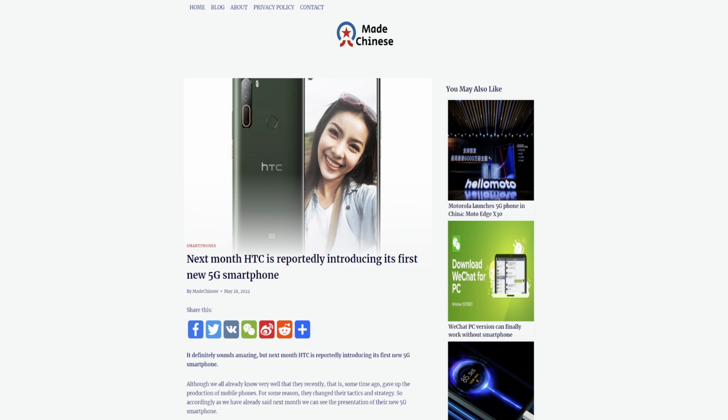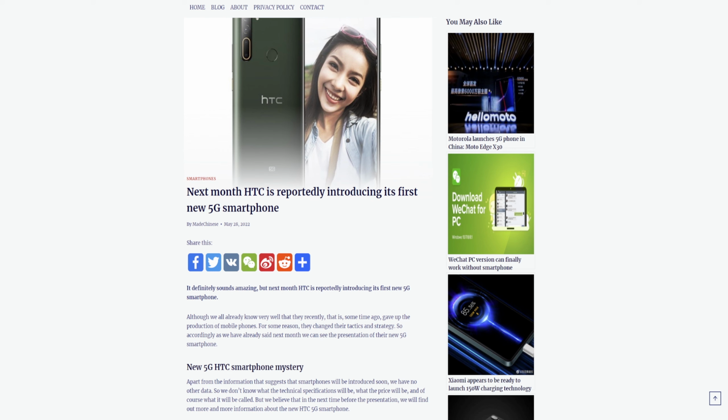Today I found really interesting news that HTC is reportedly introducing its first 5G smartphone really soon. I am very surprised to see this, because we all know that HTC stopped producing smartphones, I don't know, one or two years ago. And today I see this information on the internet, which is of course not confirmed, but we will really soon see if it is true, because they say that next month HTC is reportedly introducing its first 5G smartphone.